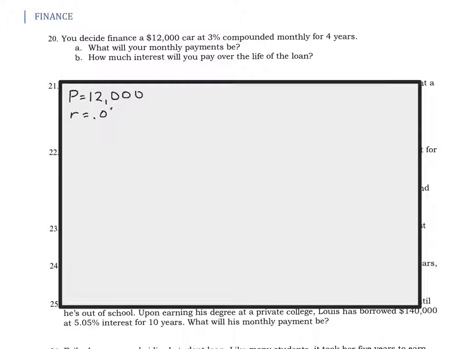3% is our rate. It's compounded monthly. And our time is 4 years. So what will your monthly payment be? So on A, they're asking us for our regular payment amount. So again, we will substitute all these quantities into the appropriate variable into the loan formula.